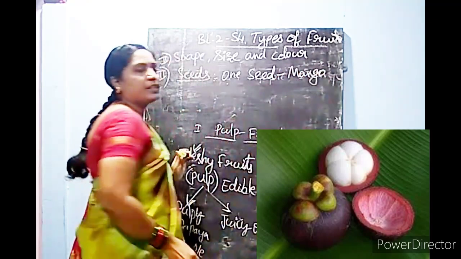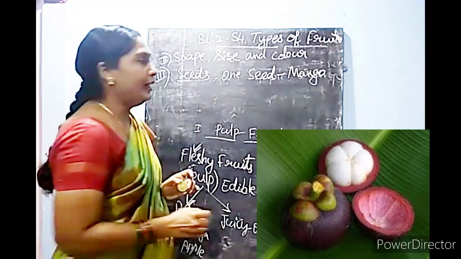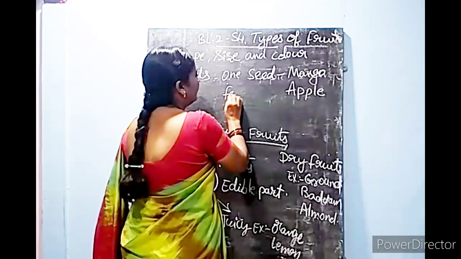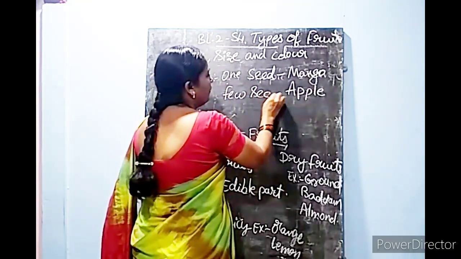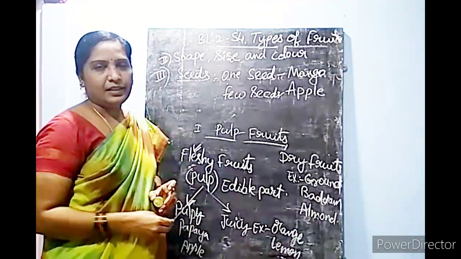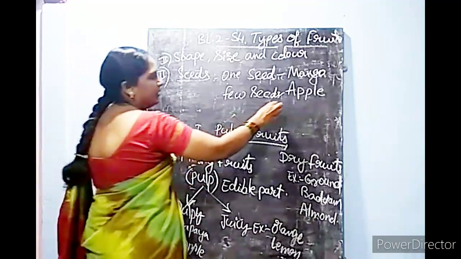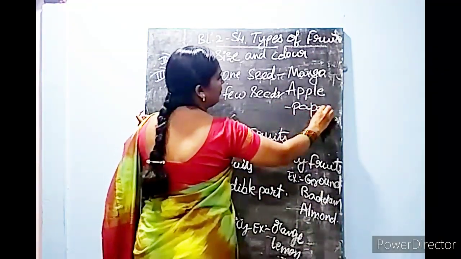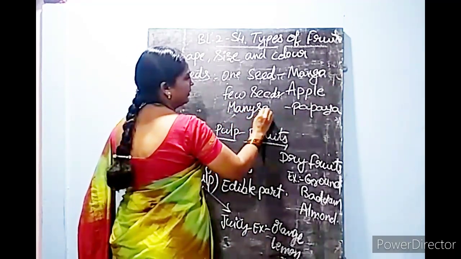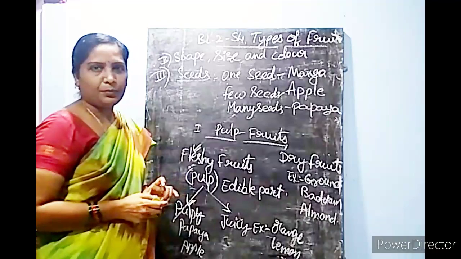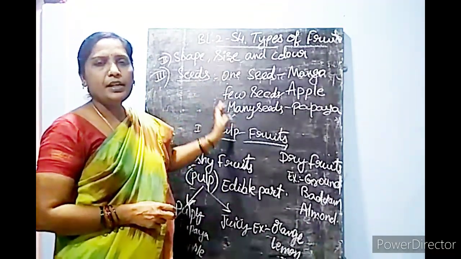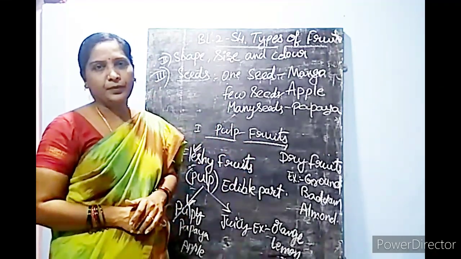And some fruits like lemon and apple have few seeds inside them. When you see the papaya, how many seeds does papaya have? Papaya has many seeds. Right? So based on the number of seeds also, we can classify the fruits.